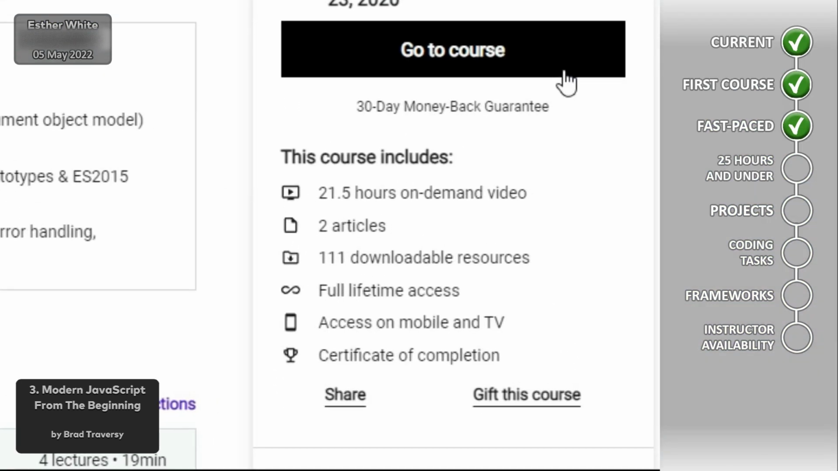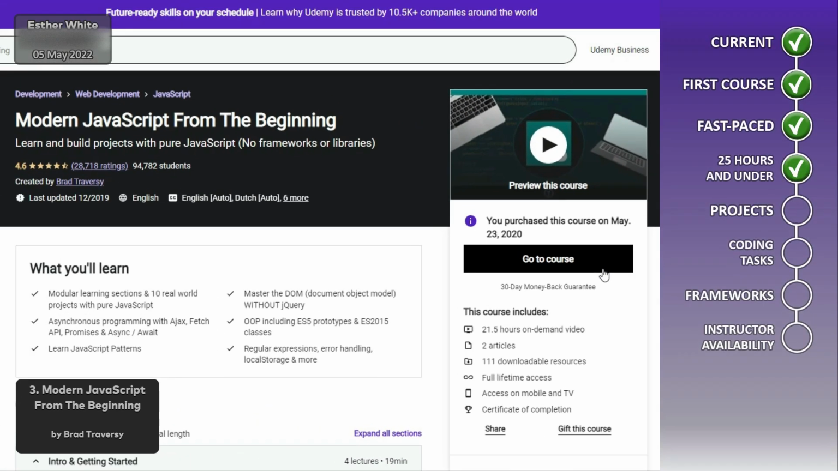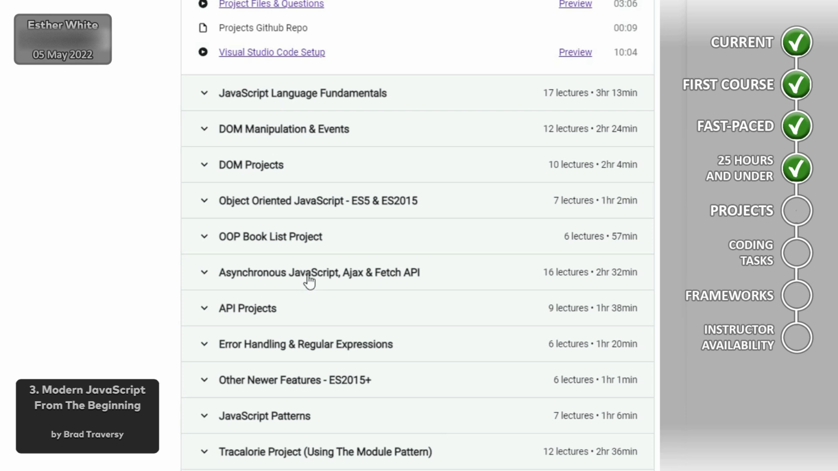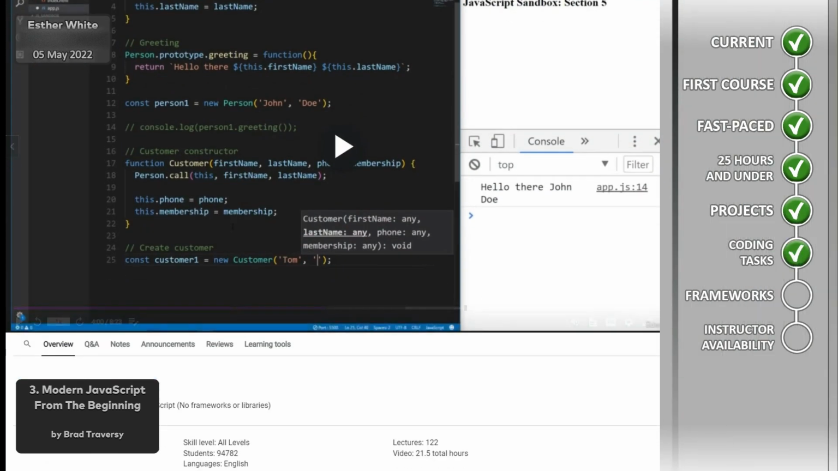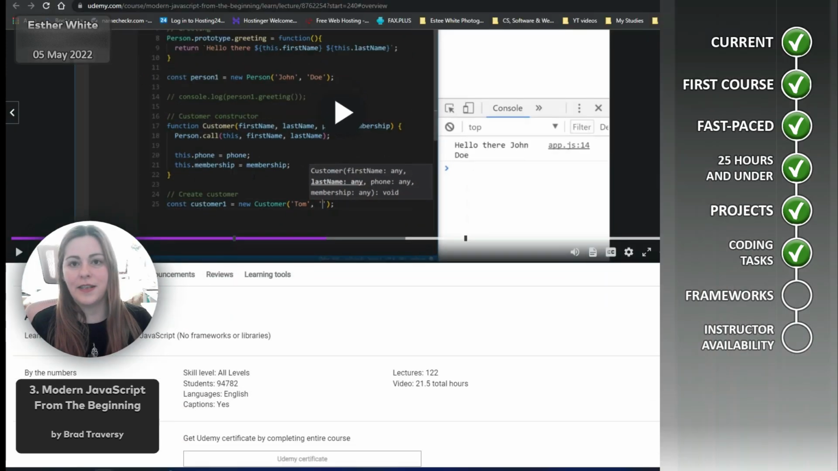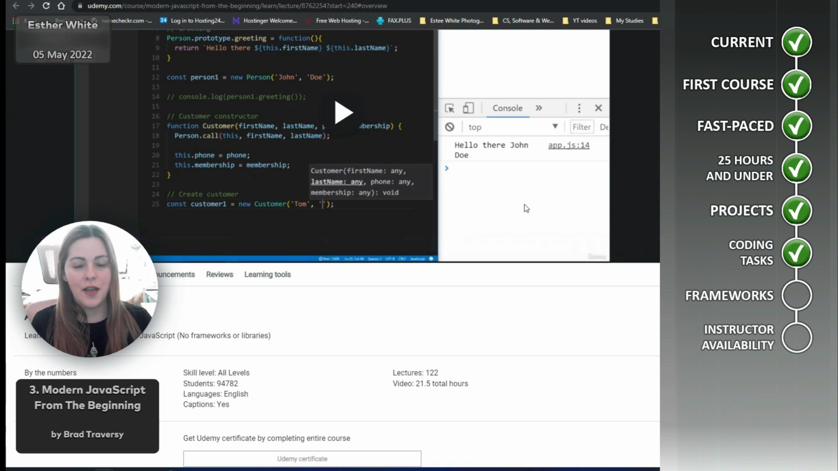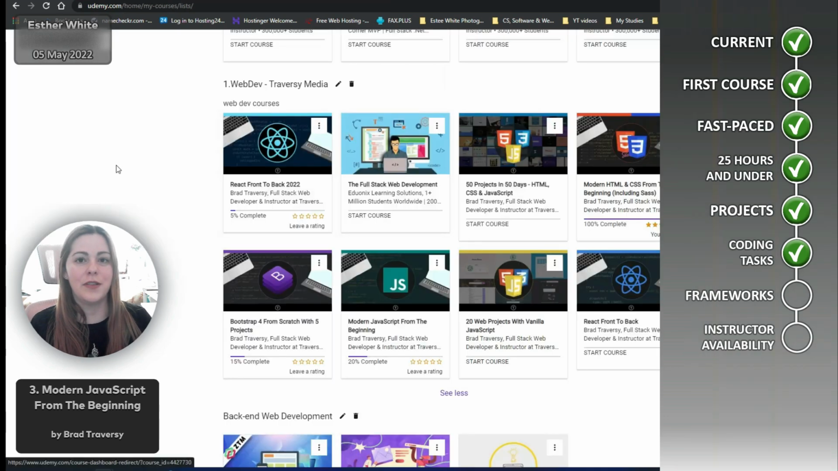The course is 21 and a half hours long, so it is under 25 hours. There are projects included. I usually code along as he goes through the topics. The way he explains things is just very, very easy to understand. For me, that's just the easiest course to connect with. Honestly, easiest courses, not just one course, easiest courses to connect with all along.